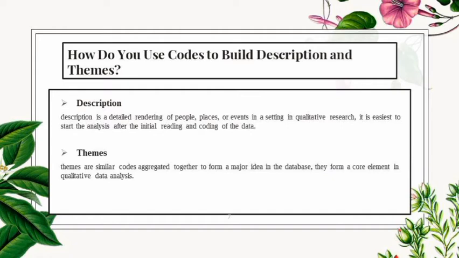How do you use codes to build description and themes? Describing and developing themes from the data consists of answering the major research questions and forming an in-depth understanding of the central phenomenon through description and thematic development. Description. Description is a detailed rendering of people, places, or events in a setting in qualitative research. It is easiest to start the analysis after the initial reading and coding of the data. Themes. Themes are similar codes aggregated together to form a major idea in the database. They form a core element in qualitative data analysis.